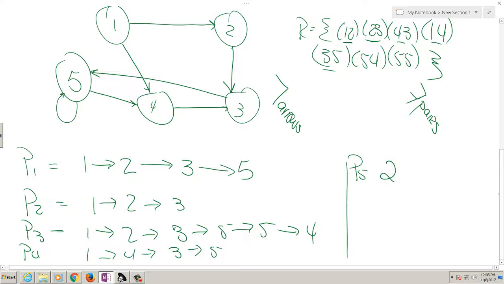Can somebody tell me one path that begins at node 2? 2 to 3 is indeed a path. What about another one? Is there another one that begins at 2? 2, 3, 5. 2 to 3 to 5. Excellent. 2 to 3 to 5 to 5 would also be another one, because 5 continues. So there you go.